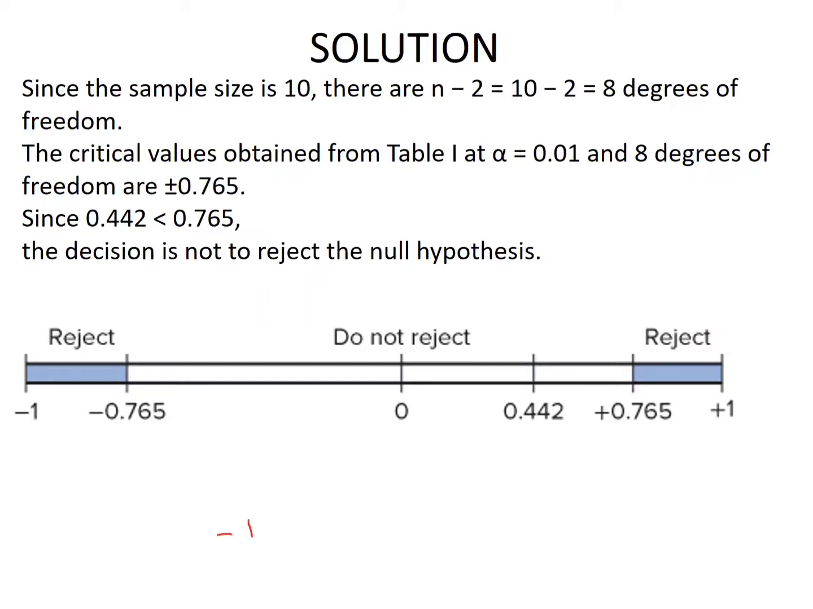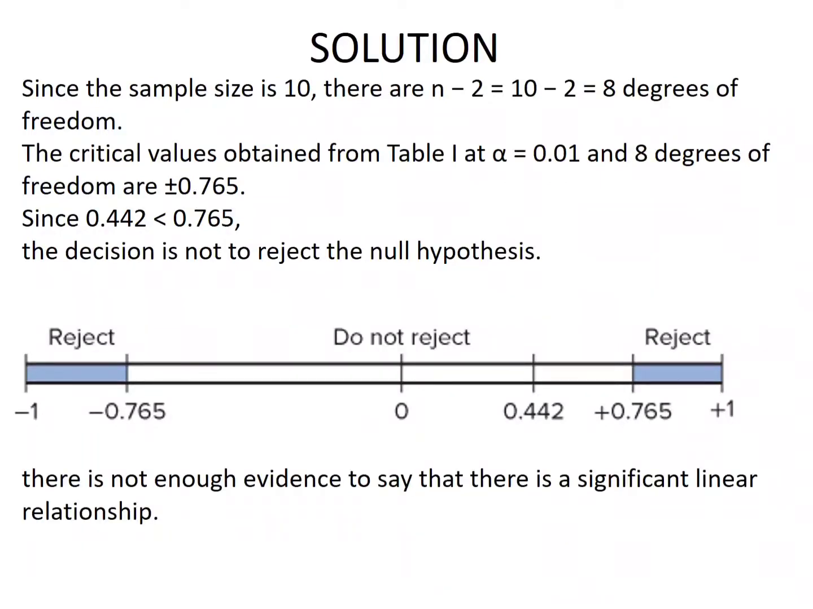My correlation is between -1 and 1, right? Between -1 and 1, as shown above. For this to be a significant relationship, getting a 0.442 was not strong enough at a significance level of 1%. To be strong enough, I should have fallen at greater than 0.765. So therefore, I failed to reject the null hypothesis. So there is not enough evidence to say that there is a significant linear relationship between the two. So there is no significant linear relationship between the two from the previous example.